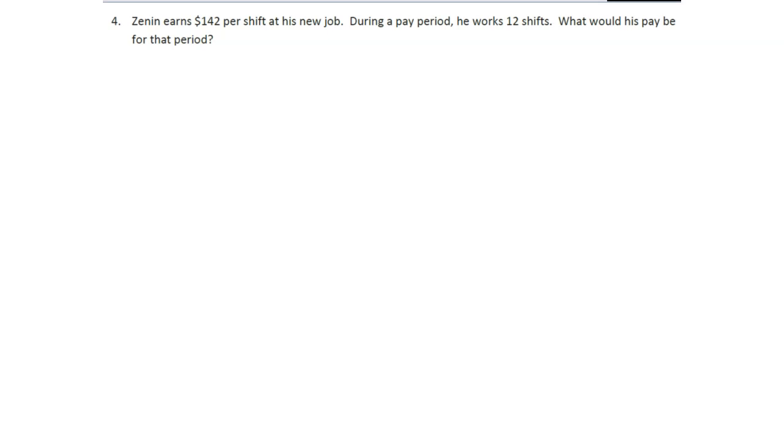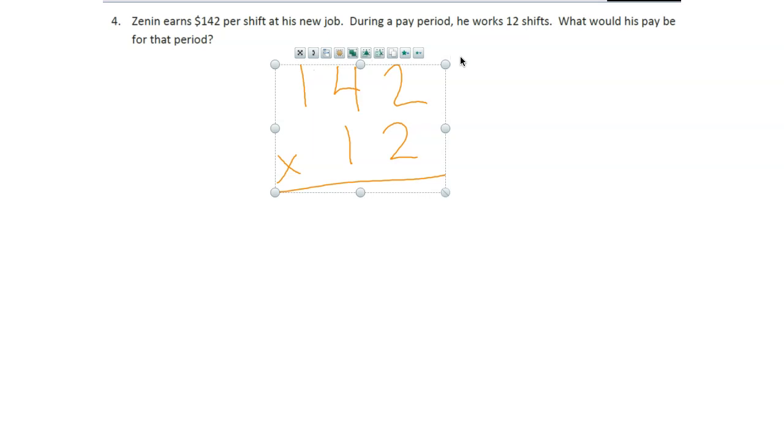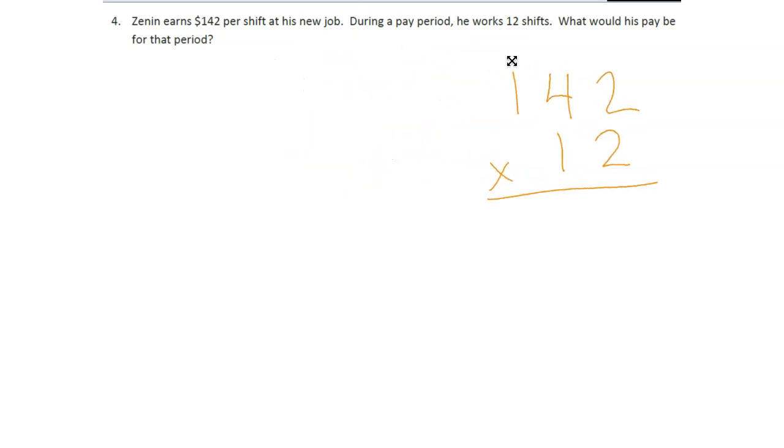So Zenon earns $142 per shift at his new job. During the pay period, he worked 12 shifts. What would his pay be for that period? So let's see. We have $142 per shift, and he worked 12 shifts. So right here, I can do these multiplication problems, and you know what, I'm going to do this as standard algorithm and also as the tape area model.